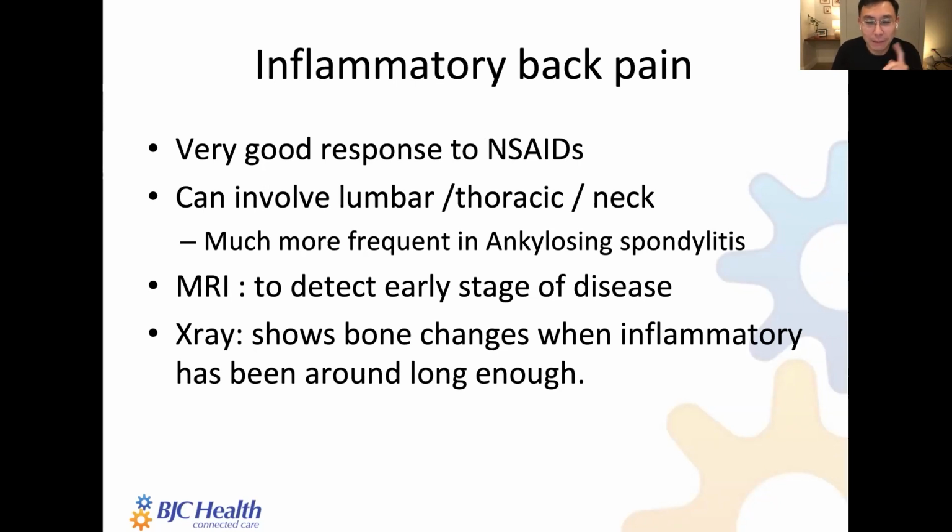And when you do an MRI scan of your back for inflammatory back pain, you need the MRI scan of your lumbar spine and also the sacroiliac joints. And that's the trick that some doctors, when they haven't seen patients with spondyloarthritis or ankylosing spondylitis, when they order an MRI scan, they forget the sacroiliac joints. By the time you see X-ray changes, it means the inflammation's been around for a fair while. We're talking about 5 years or 10 years. So there you go. Let's move on.